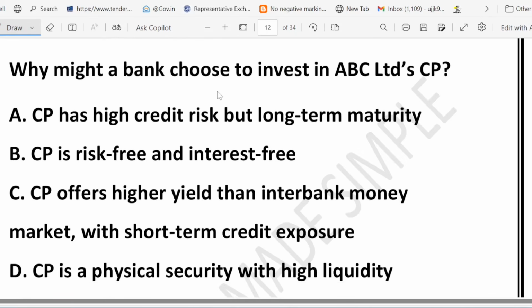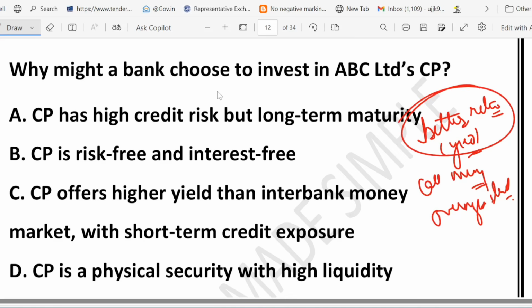Now, it is a very good question. Let's first understand what CP is. I told you it is a kind of short-term debt instrument issued by a company to raise money quickly. And why do banks prefer CP? Because it offers better return, better yield as compared to call money and overnight lending. The credit risk of this CP is very short term, and it is a tradable instrument, so there is good liquidity. Let's go through each and every option.